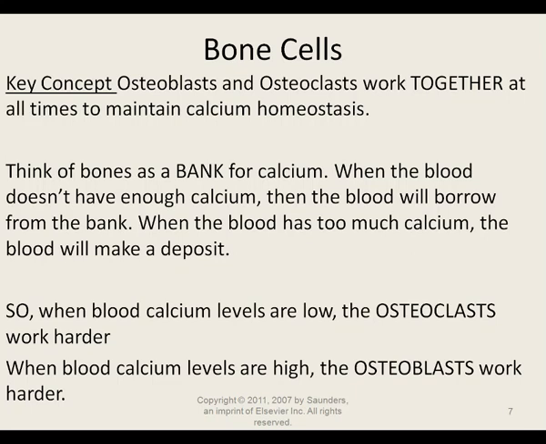So when blood calcium levels are low, the osteoclasts work harder, in other words, because they're breaking down the bone to release it into the blood. Remember that the bone contains calcium. So when you're breaking down that matrix, you're releasing that calcium into the blood. So the osteoclasts are doing that. The osteoblasts are taking the calcium from the blood and depositing it on the bone. So the osteoclasts and osteoblasts are working together to maintain calcium homeostasis in the blood.